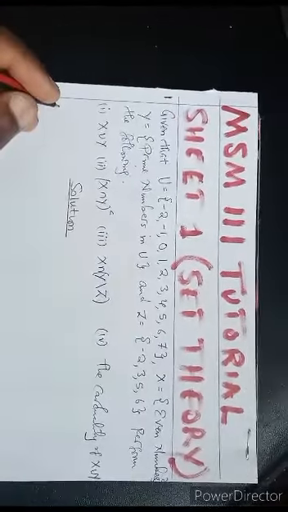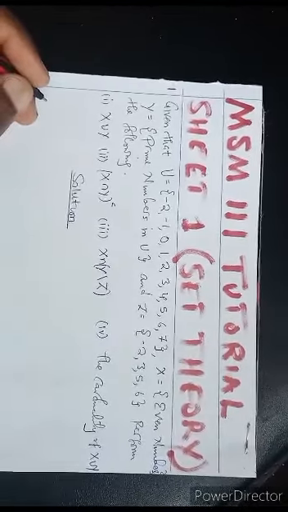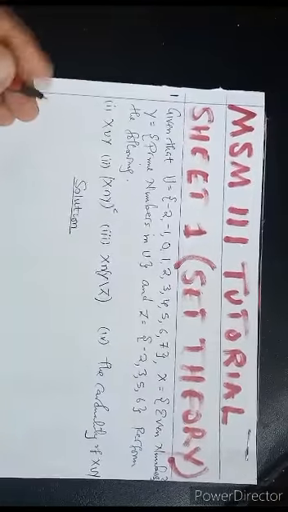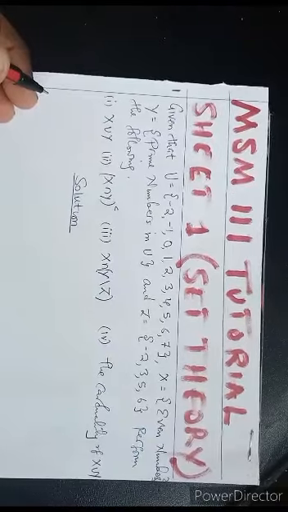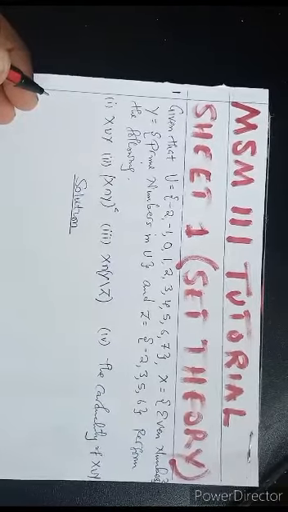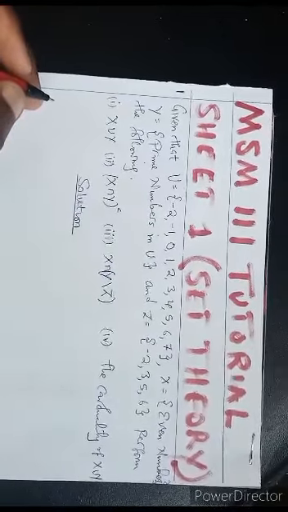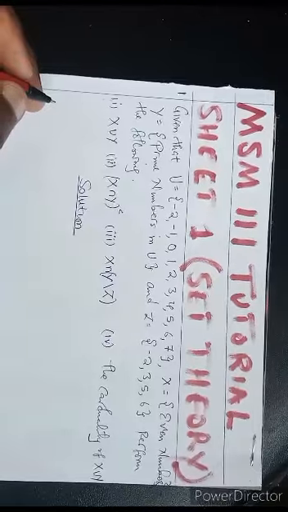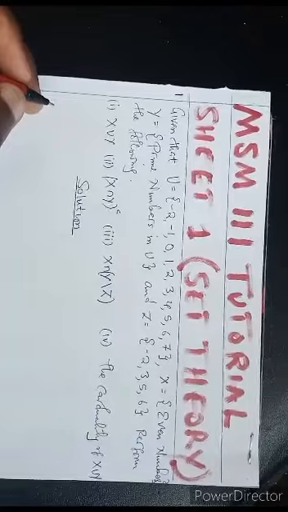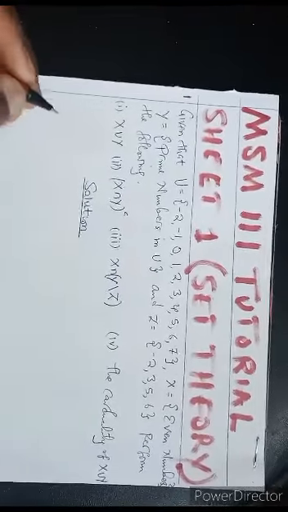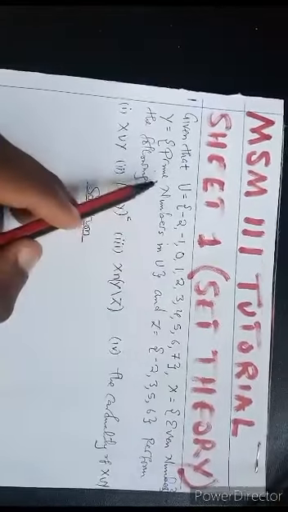We will be answering tutorial sheet 1 of MSM 111. So, this is the first question which we've been given. The universal set is -2, -1, 0, 1, 2, 3, 4, 5, 6, 7. Then X is a set of even numbers. Then Y is a set of prime numbers in U, the universal. Then Z is -2, 3, 5, and 6. Perform the following. So we will start by listing these sets which are not given.